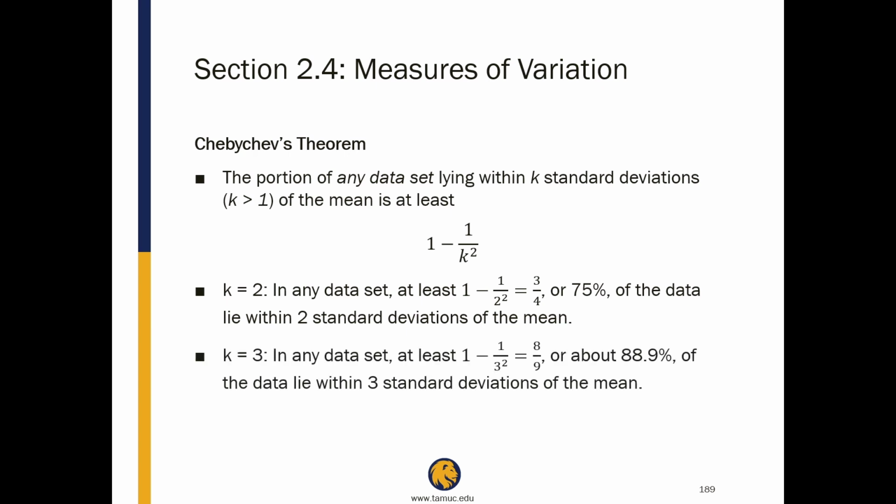If we went up to, say, k equals 3, then that's 3 standard deviations, and our formula would go 1 minus 1 over 3 squared, which is equal to 8 over 9. As a percentage, that would be 88.9%. That would mean that 88.9% of the data would lie within 3 standard deviations of the mean in any data set.